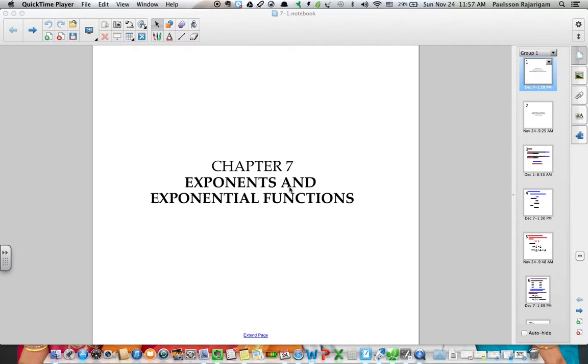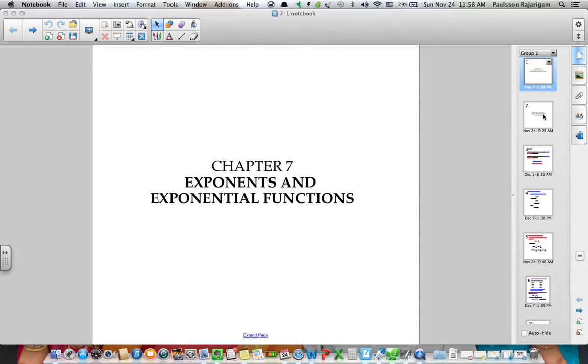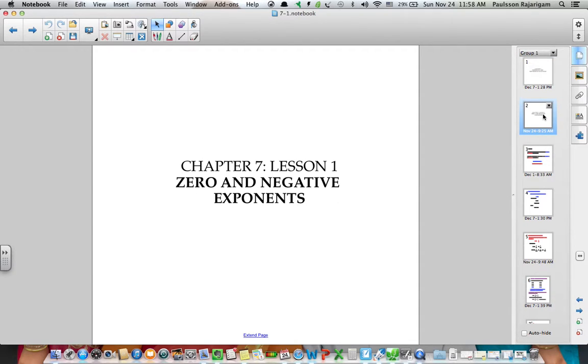We are on to chapter 7, a week before the end of the term: exponents and exponential functions. And the first lesson is zero and negative exponents. Now, I'm pretty sure we've dealt with zero and negative exponents in sixth grade. Here's an example.